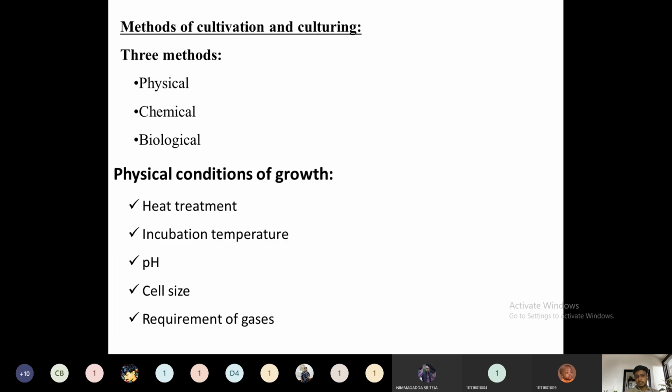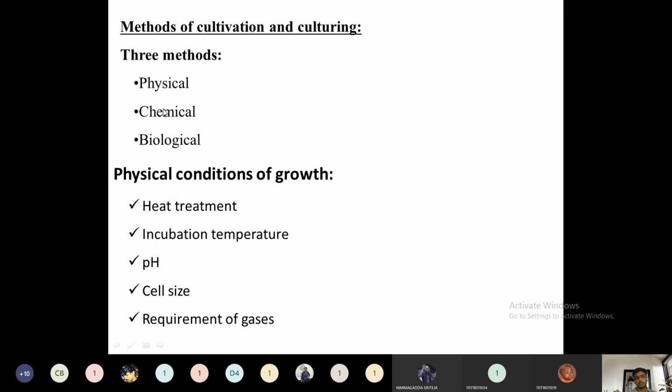The next one is methods of cultivation and culture. There are three types of methods: physical, chemical, and biological. Physical methods largely depend on heat treatment, incubation temperature, pH, cell size, and the requirement of what type of gases. Then the chemical method depends on what type of chemical we are supplying for its growth.